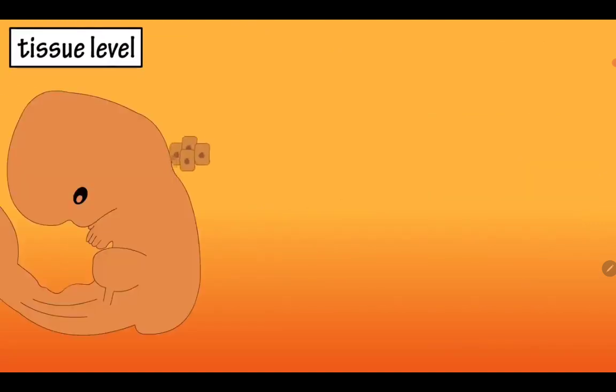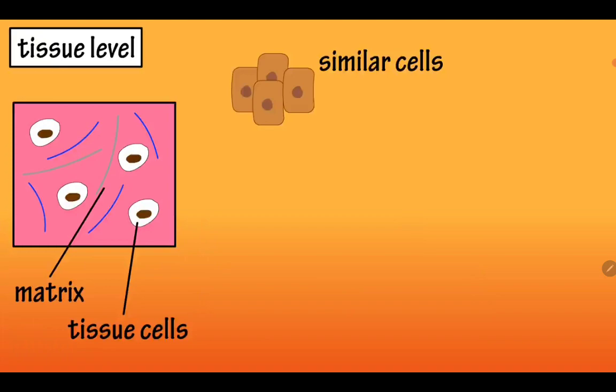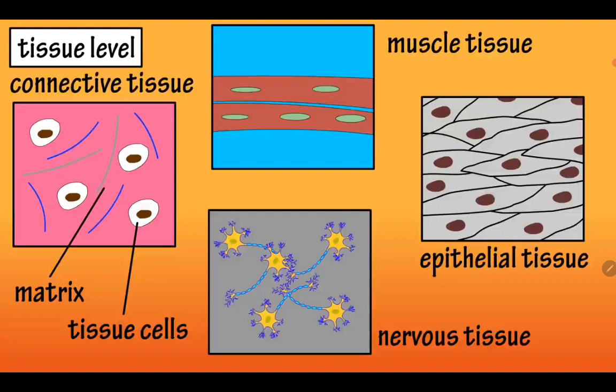The next level is the tissue level. Tissue is a group of similar cells that have developed from the same part of the embryo and all perform a certain function. Tissue cells are surrounded by the matrix or non-living intercellular substances. There are 4 major types of tissue in the body: connective tissue, muscle tissue, nervous tissue, and epithelial tissue.